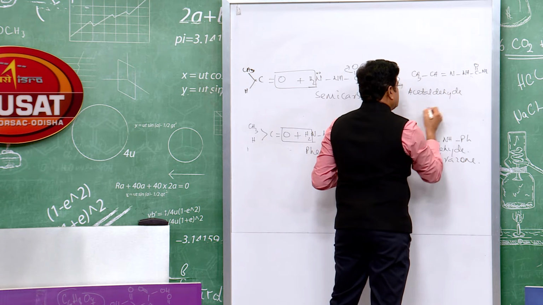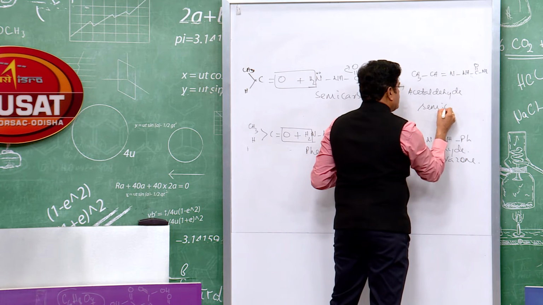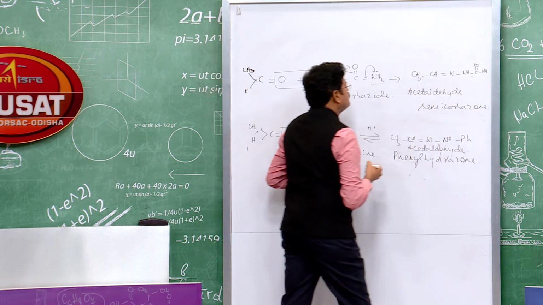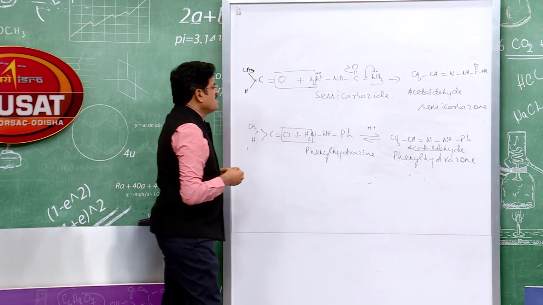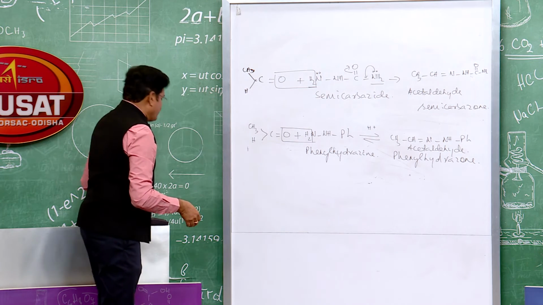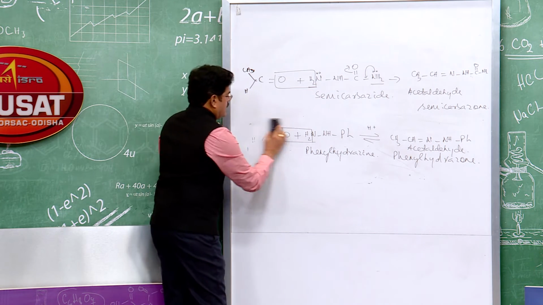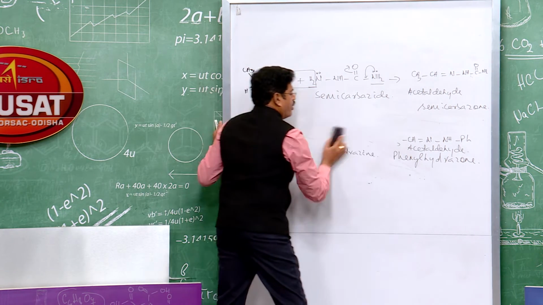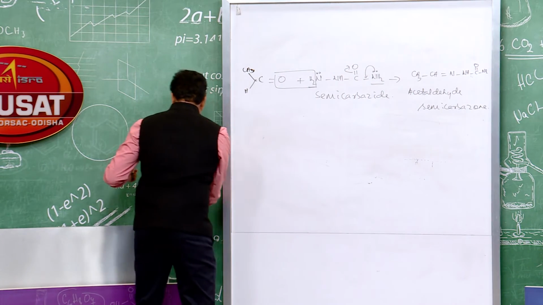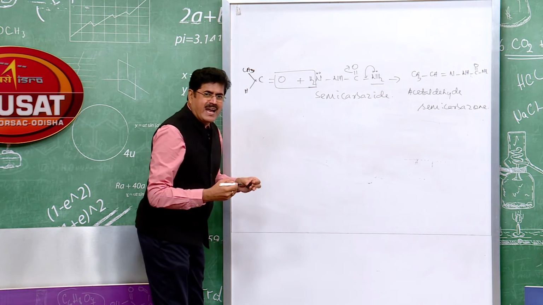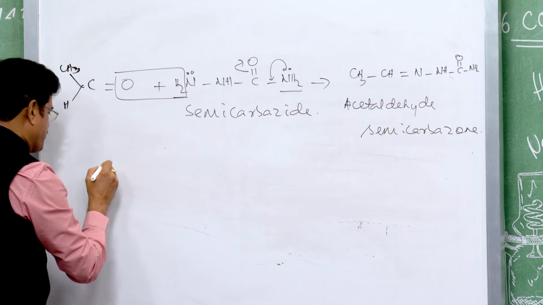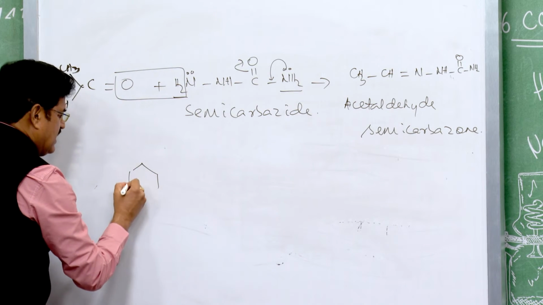Acetaldehyde semicarbazone. Okay. Next addition reaction, addition of 2,4-dinitrophenylhydrazine. What is 2,4-dinitrophenylhydrazine? Let's first see that.